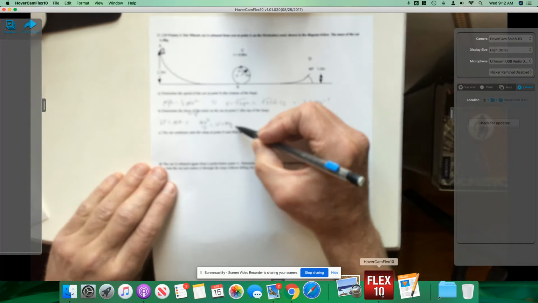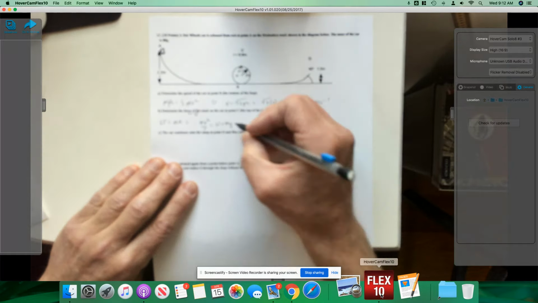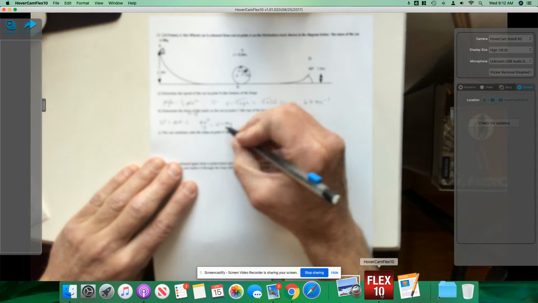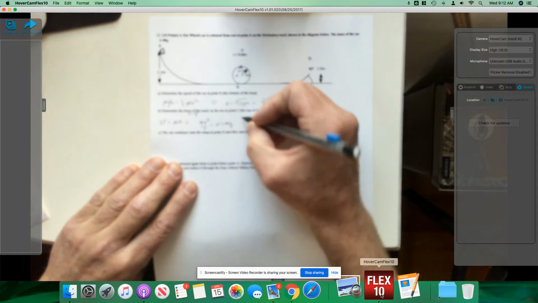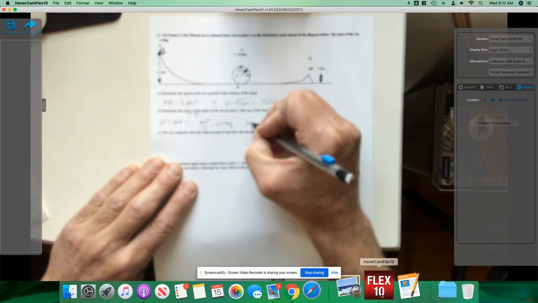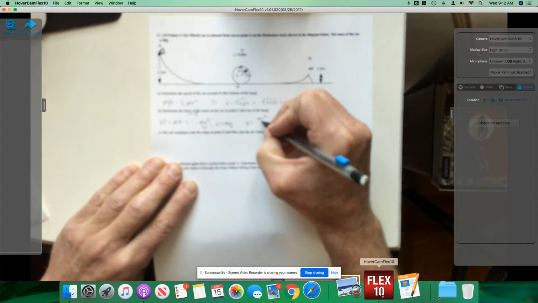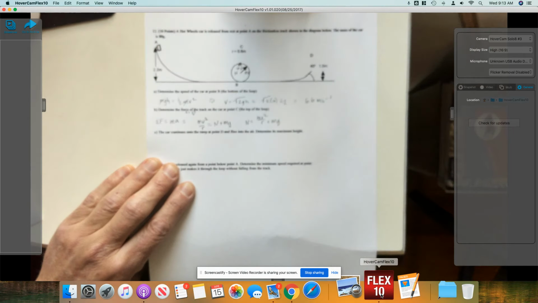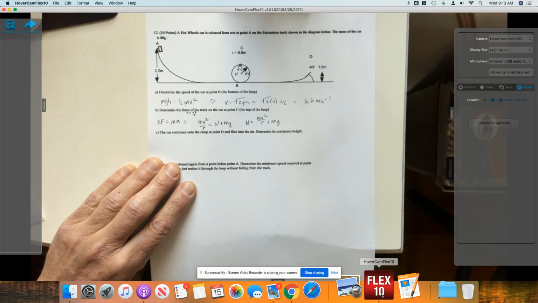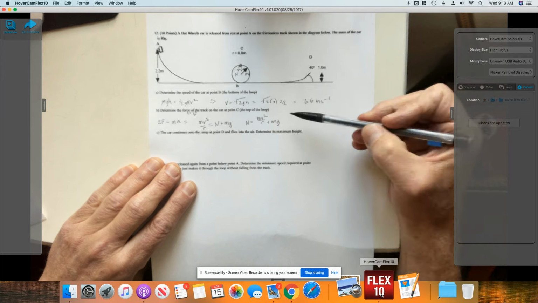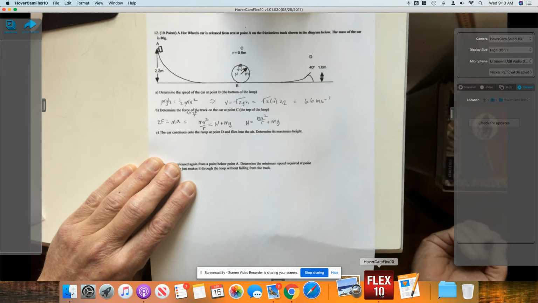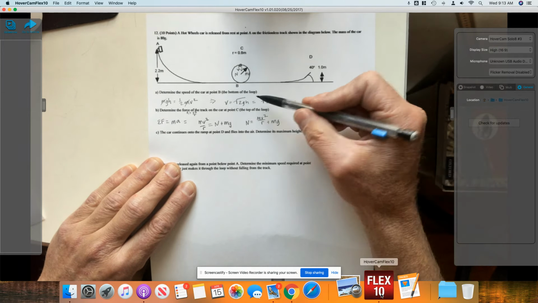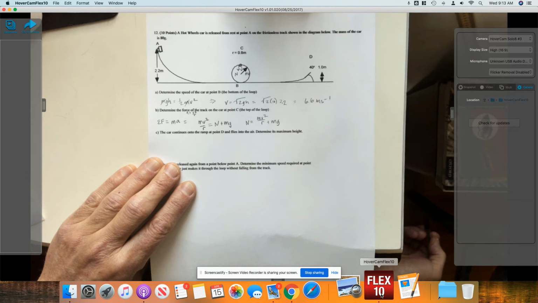Okay. Now, next thing we're going to do is solve for the normal force, because it does ask us for the force of the track. So I'm going to say that N equals mv squared over r plus mg. And when I put it together like that, the velocity is an unknown right here. So really what I would do is the same problem I did over here for velocity, except that I'm at a different height now.